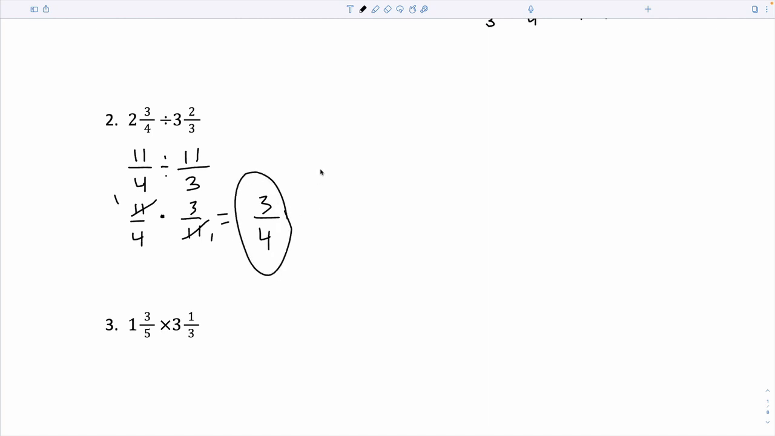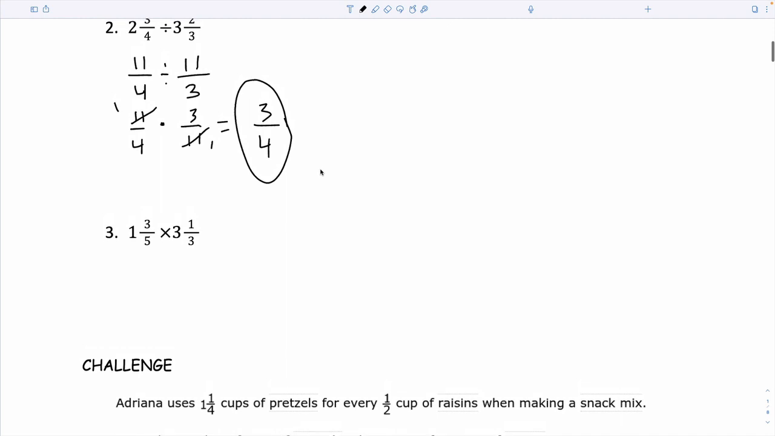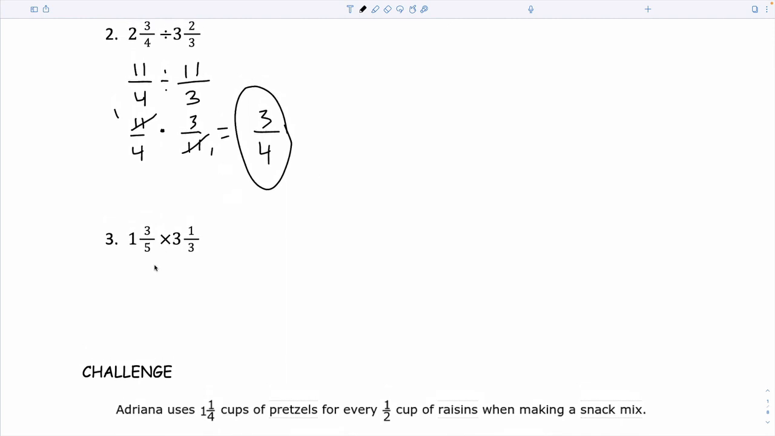If you don't have the workboard or paper, you need to have it now. 1 3/5 is a mixed number. Change it to improper. 5 times 1 is 5, plus 3 is 8. 3 times 3 is 9, plus 1 is 10. It's multiplication, so I can cross-cancel. 5 goes into 5 once, 5 goes into 10 twice. Multiply across. 8 times 2 is 16. 1 times 3 is 3.